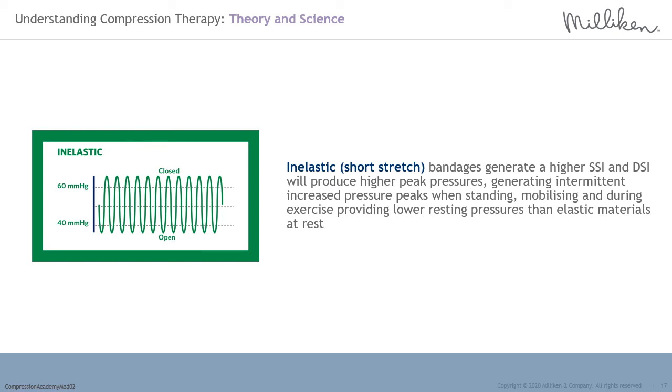Inelastic or short stretch bandages tend to generate a higher static and dynamic stiffness index than elastic materials and are able to generate intermittent high pressure peaks during standing, mobilizing and exercise, with lower resting pressures when inactive. The diagram shows a resting pressure at approximately 30 millimetres of mercury pressure, with peak resistance pressures between 60 to 70 millimetres of mercury pressure. These pressures are intermittent, not constant, and will aid venous return through the on-off squeeze and release effect.